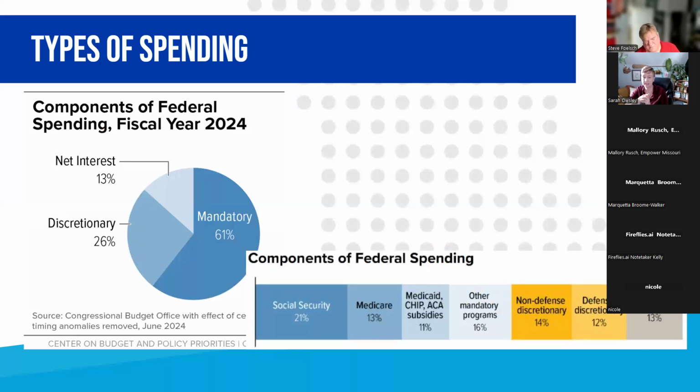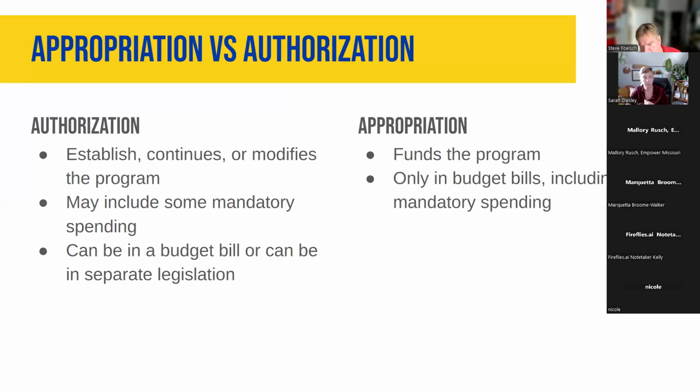A couple types of federal spending that we can think about, right? Here on the left from the Center on Budget and Policy Priorities, we look at most of the spending in the federal budget is in the mandatory section. A portion of that spending is in discretionary, and we spend quite a lot of money every year on interest on the debt. And we're going to talk a little bit about that as well. So as we look at how that breaks down in a program capacity, 21% is Social Security spending, 13% is Medicare, 11% is ACA subsidies, CHIP, and Medicaid. Other mandatory programs, SNAP will fit under that, at 16%, 14% non-defense discretionary, 12% defense discretionary, and then the interest that we're paying. So an idea of where our resources go as we're preparing our budget each year.